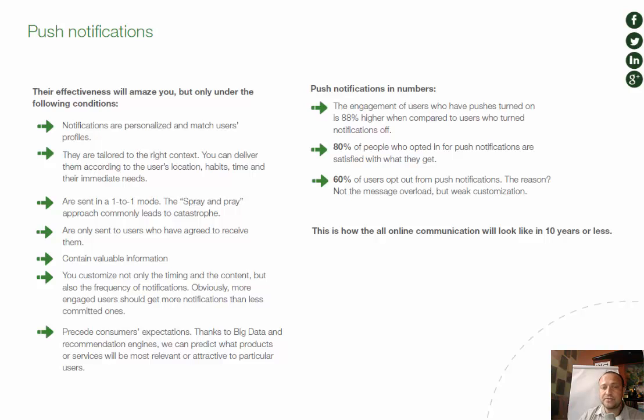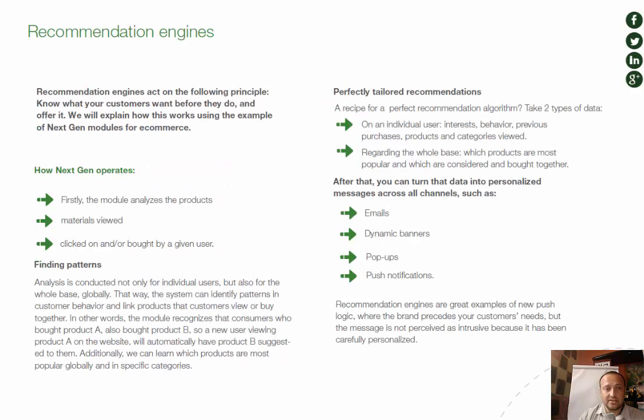Push notifications in numbers. The engagement of users who have push turned on is 88% higher when compared to users who turn notifications off. 80% of people who opted in for push notifications are satisfied with what they get. 60% of users opt out from push notifications. The reason: not the message overload, but weak customization. This is how all online communication will look in 10 years or less.